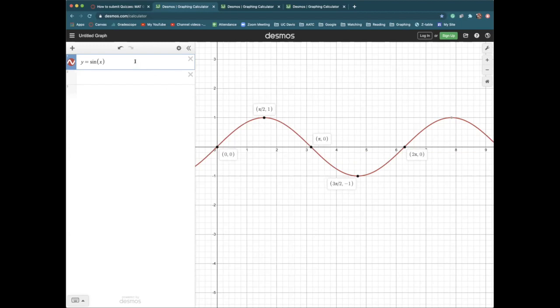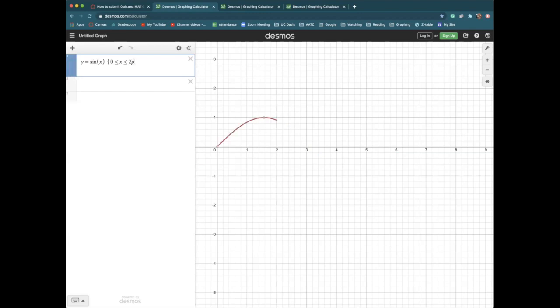And if you want to see how to restrict the domain, which I think is nice to know, all you do is you type a brace. You put your lower bound, so 0, then you type the less than button and then the equals button to make it a less than or equal to, and then x, and then again less than or equal to, and then 2 pi, and then close the brace, and that'll restrict your domain. Not that you have to restrict it, but it just shows you what the graph looks like on that restricted domain.